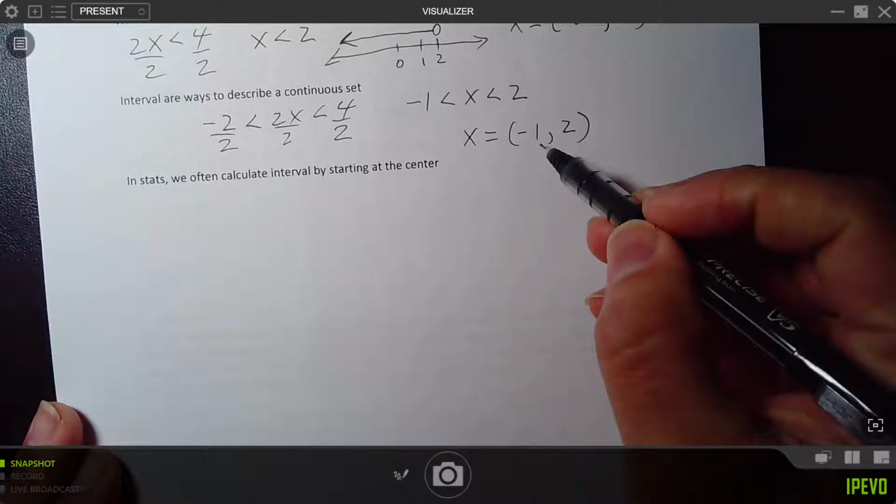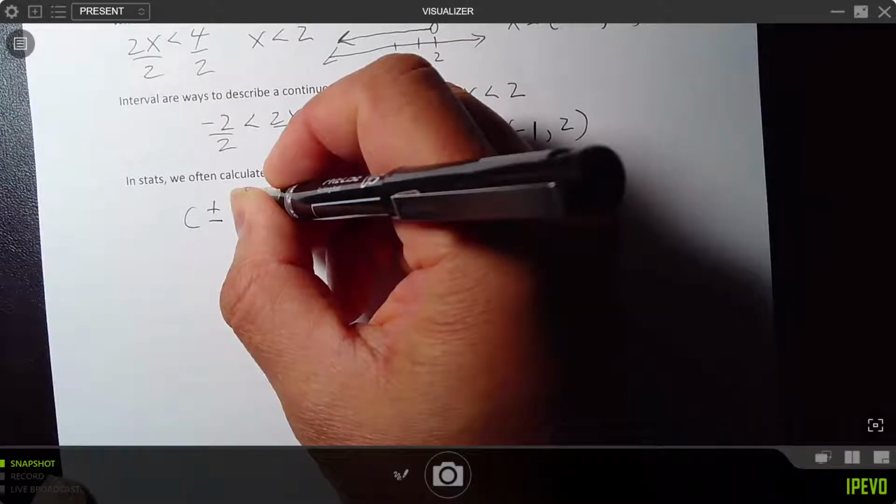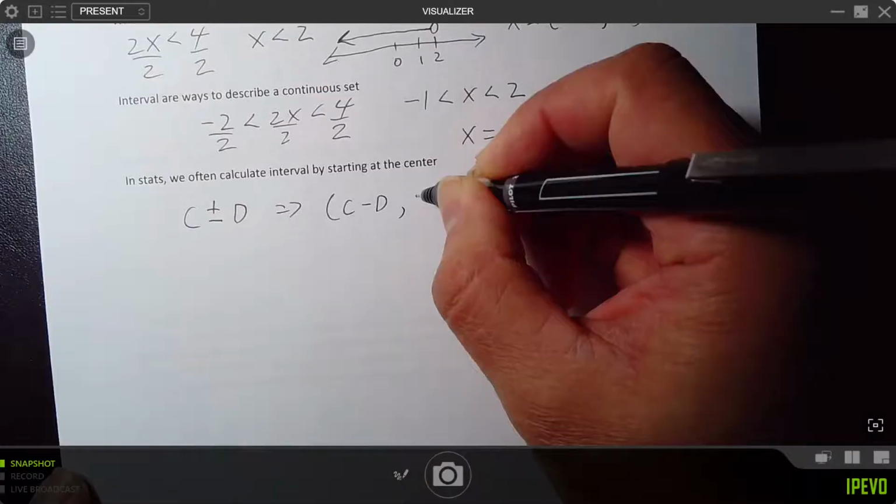Now, in statistics, we often calculate an interval by starting at the center. What do I mean by that? What we care about is we have a center estimate, and then we have a lower bound and an upper bound. So we typically write it like this: we have a center, c, plus or minus d. That means I can write that as an interval like this: c minus d, comma, c plus d.